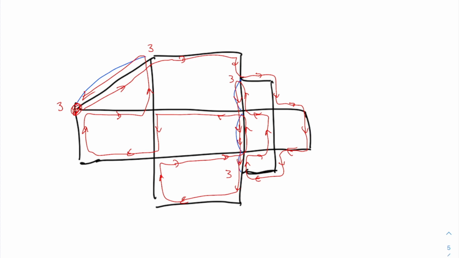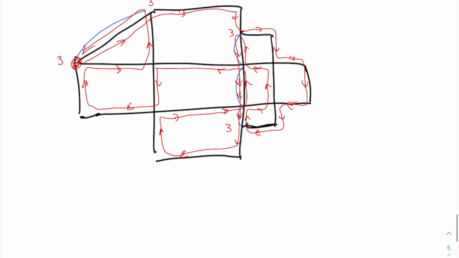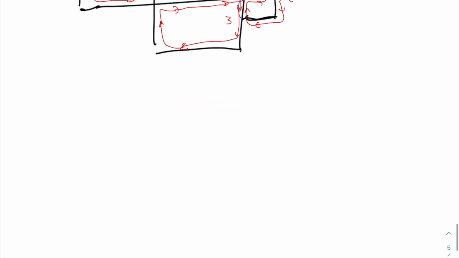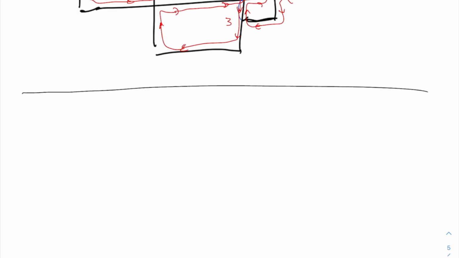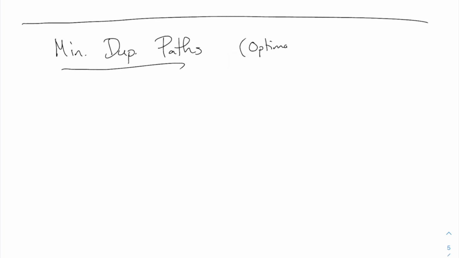Let's just talk very briefly about what about a minimum duplication path? That's all the same stuff, but it doesn't have to be a circuit. It's a path. Let's talk about that. Once you know how to do it for circuits, it's really very simple to do sort of the same thing, but for paths. So, minimum duplication paths. This is sometimes, you'll see why, called optimal parade routes.